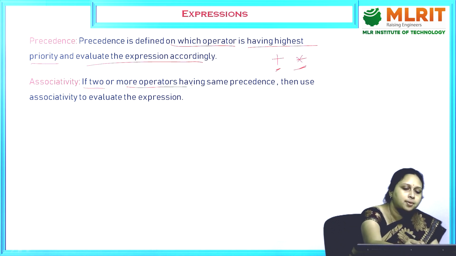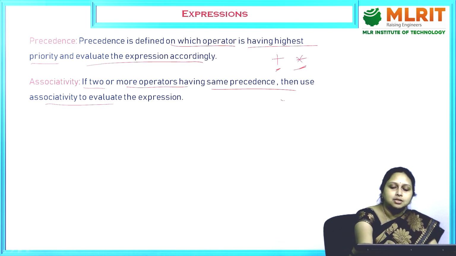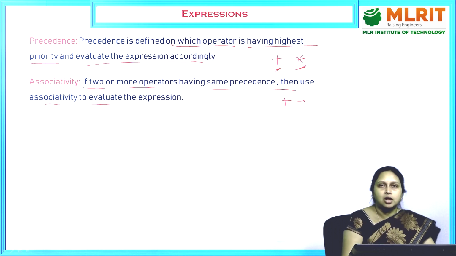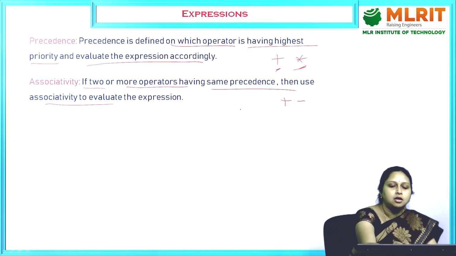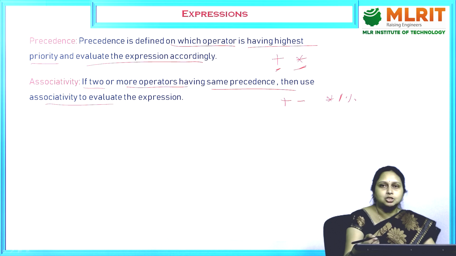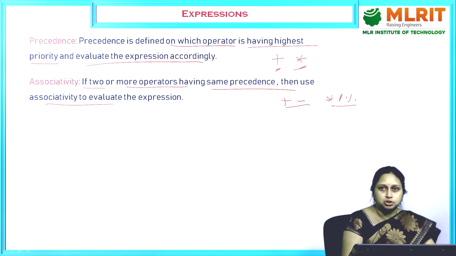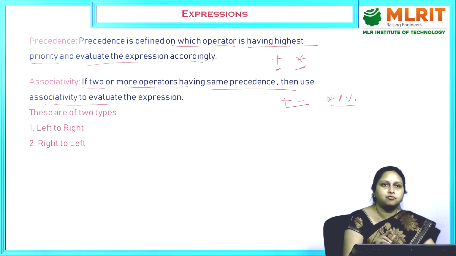If two or more operators have the same precedence, then use associativity to evaluate the expression. That means plus and minus have the same priority, and star, division and modulo division all have the same priority. In this case, how can I evaluate the expression? You need to follow associativity, that is left to right and right to left. These are the two ways we can follow.